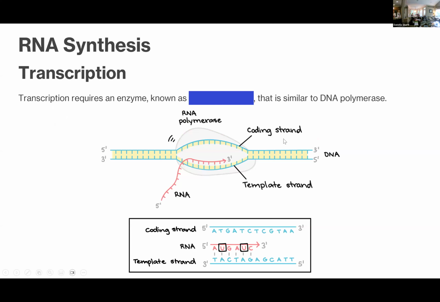Okay, so in transcription, it requires an enzyme. Anybody know what this enzyme is called? Yes. RNA polymerase, which is similar to DNA polymerase. Okay, so this little enzyme is necessary. Remember, enzymes are things that speed up chemical reactions. So you know they lower the activation energy. So you know there's something going on in here that is involving some degree of chemical reaction.